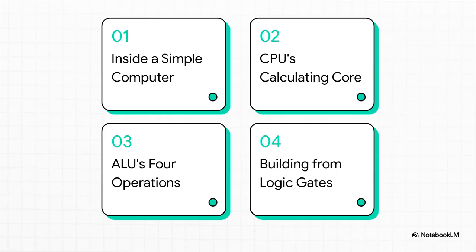Okay, so here's the game plan. We're going to start with the big picture, a simple computer. Then we'll zoom right into the CPU's calculating heart, the ALU. From there, we'll break down the 4 key jobs it has to do, and then finally, we'll get down to the nitty-gritty and see how the whole thing is built from the simplest little electronic switches.